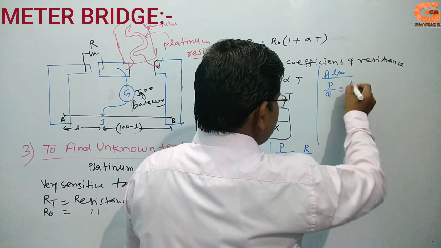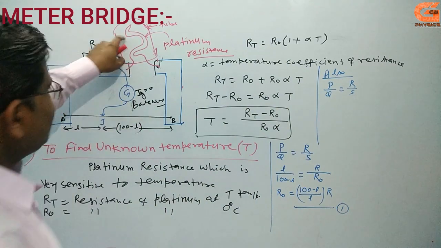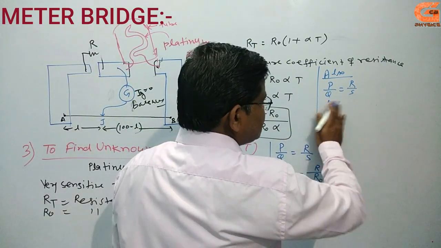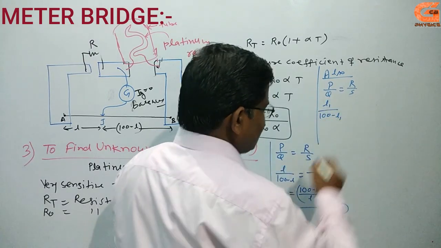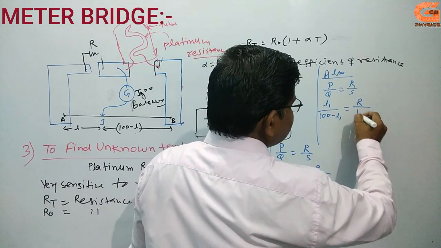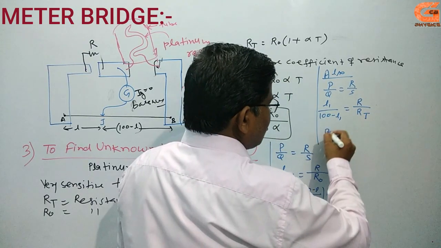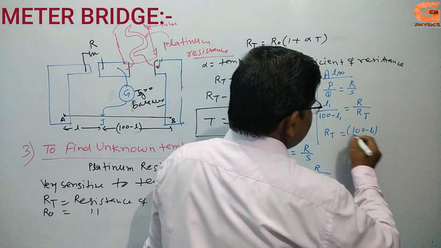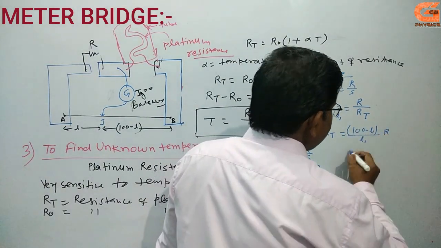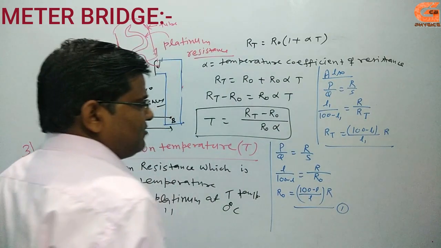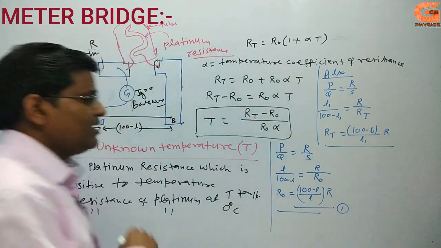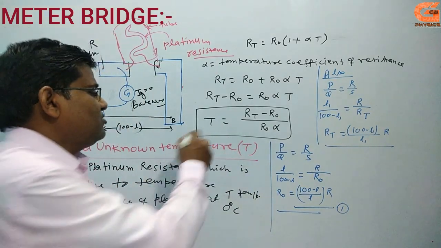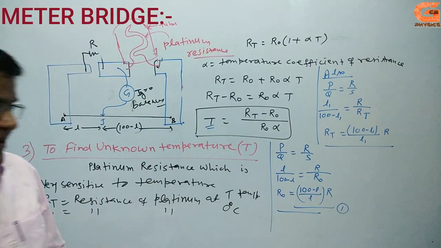P by Q equal to R by S. This platinum resistance is put in a medium, then the length is, suppose the second length is 100 minus L1, equal to R by RT, and RT is equal to (100 minus L1) by L1 into R. Just find the value of RT from here and R0 from here, and you can put these values in this equation, then you can easily find the unknown temperature.